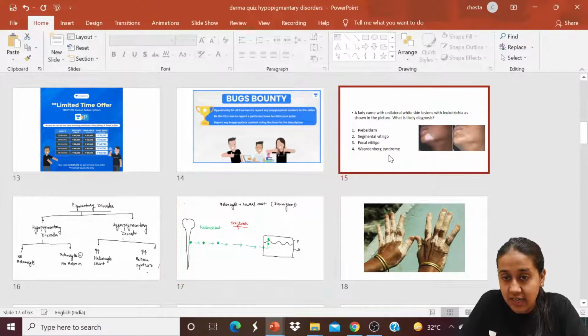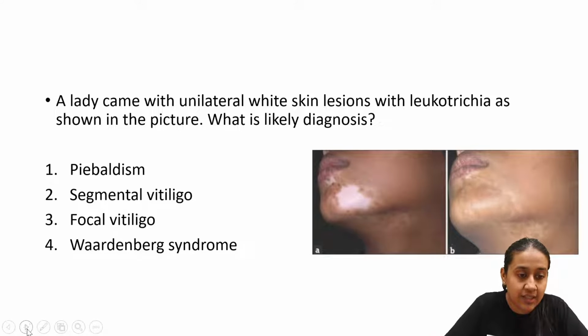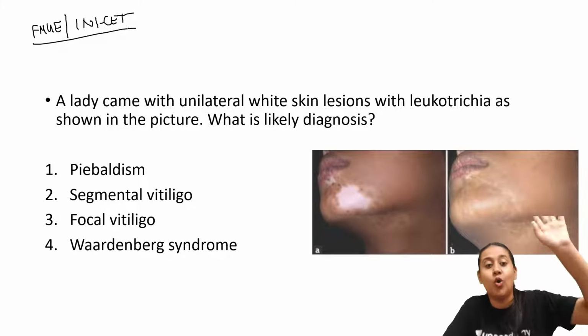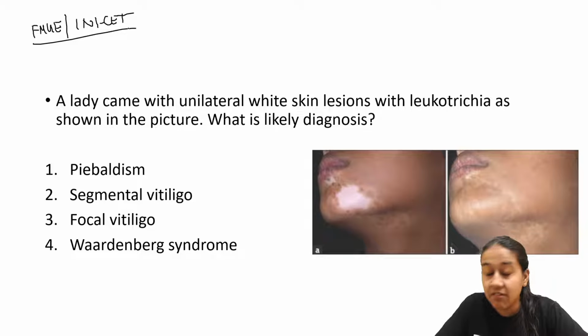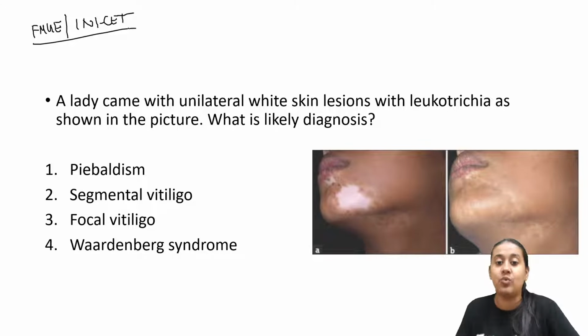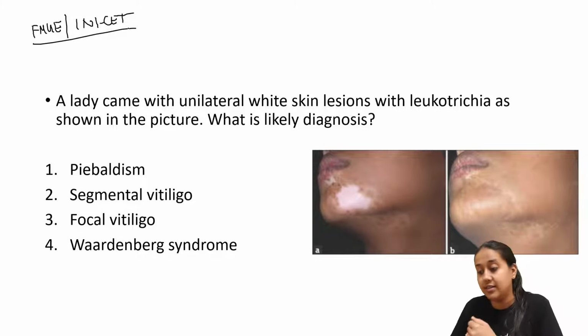And I want all of you to solve this question. This was a direct question being asked in so many exams, FMGE, INICET. Recent, I'm not talking about old, I'm talking about recent FMGE and INICET papers. ठीक है जी, recent exam. The lady came with unilateral white skin lesions with leukotrichia as shown in the image. What is your likely diagnosis?